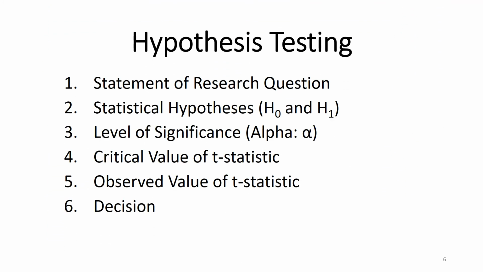Once again, you've seen this on a few different lectures now. It should be somewhat familiar. We have our 6 basic steps of our hypothesis test. We start with the statement of our research question, followed by setting up our null and alternative or research hypotheses. We set alpha. We talk about the critical value. We then have to figure out our observed value of the t-statistic, and then we make our decision, reject or fail to reject the null hypothesis. So let's go ahead and get started. Next slide.